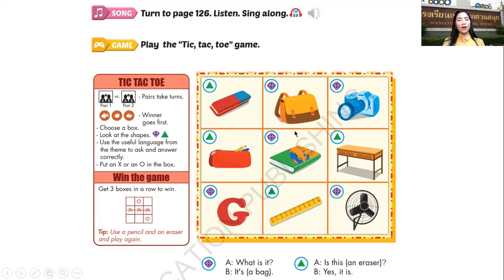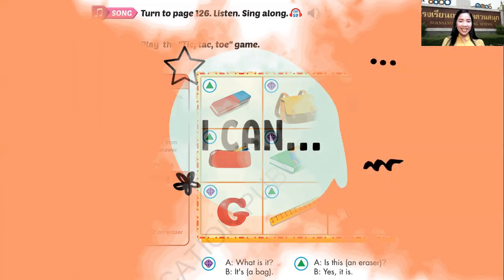take turns with your mom, your dad, your brother, or your sister, whoever you want to play with, okay? The first one to make a straight line is the winner, okay? It's fun, right? I know it is. So it's your turn to play.